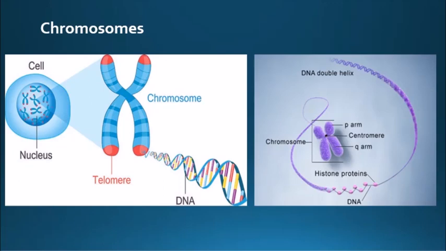If you see in this picture, in between the chromosome is present the centromere. This is the centromere. Here we have the P arm and here we have the Q arm. And on the chromosome we have the DNA, the double helix structure, and on the DNA we have specific strands of genes.